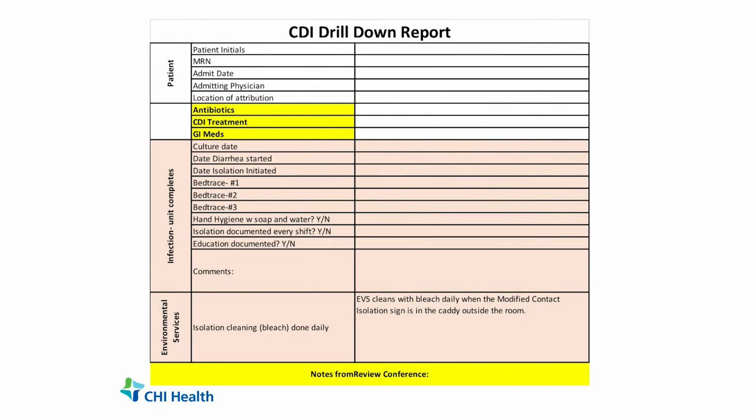This is what we started with. It was very simple. We just had the basic patient demographics at the top, the patient's initials, your basic information. If they'd been on antibiotics, what we were treating their C. diff with, if they'd been on GI meds, just general GI meds, when their culture date was, when they started having diarrhea, when we initiated isolation, and then if they moved in the hospital, so if they bed traced, if they went from one unit to the next. So it started out super simple.